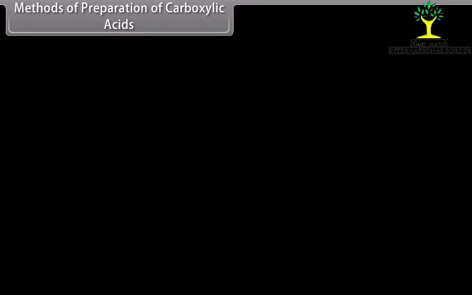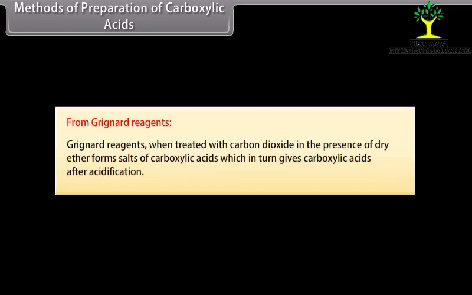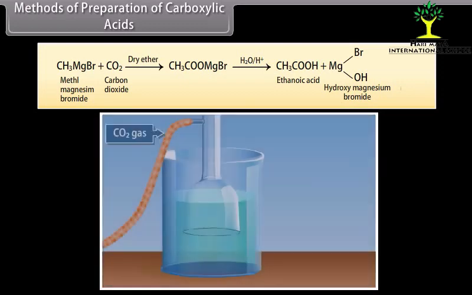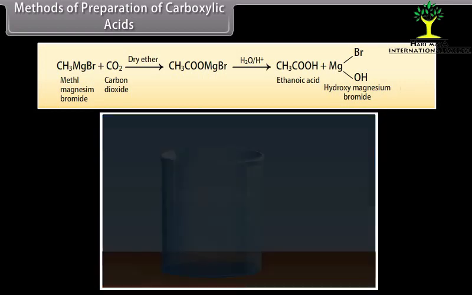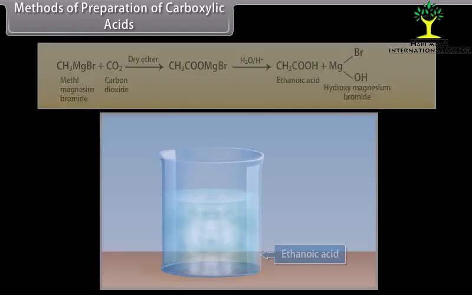Methods of preparation of carboxylic acids. From Grignard reagents. Grignard reagents, when treated with carbon dioxide in the presence of dry ether, form salts of carboxylic acids, which in turn give carboxylic acids after acidification. Methyl magnesium bromide reacts with carbon dioxide in the presence of dry ether. It forms a salt of carboxylic acid, which forms ethanoic acid and hydroxy magnesium bromide after acidification.